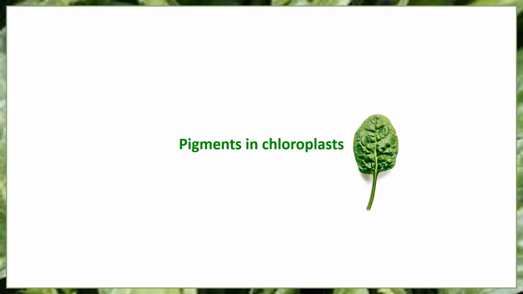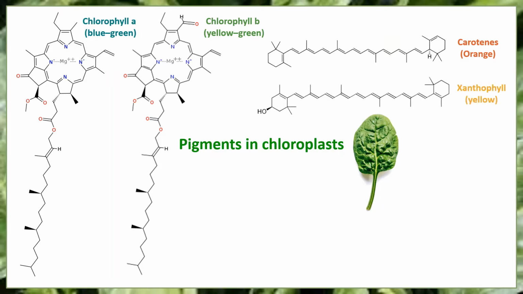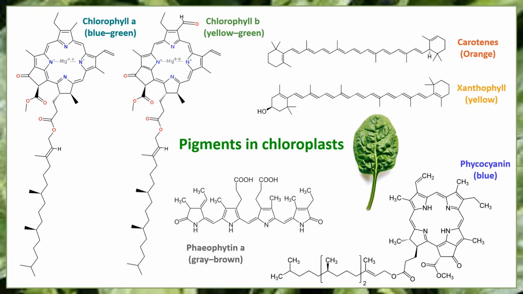There are many pigments found in chloroplasts. You may be familiar with some of them, such as the chlorophylls. There's chlorophyll A, which is a blue-green color, chlorophyll B, which is a yellow-green color, and there are lots of other pigments, such as the carotenes, which are orange and red colors. We have the xanthophylls, which are yellow, and there might even be some purple xanthophylls, if I remember correctly. We also have phaeophytin A, which is kind of a grayish-brownish color, and phycocyanin, which is a bluish color. So many pigments are found in the chloroplasts.